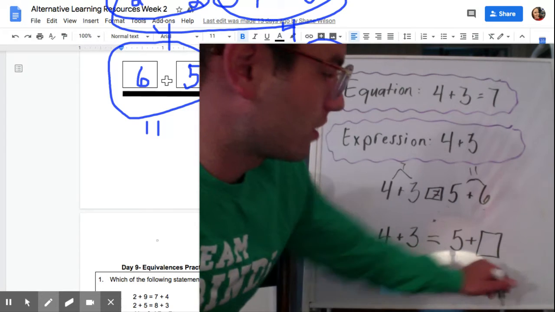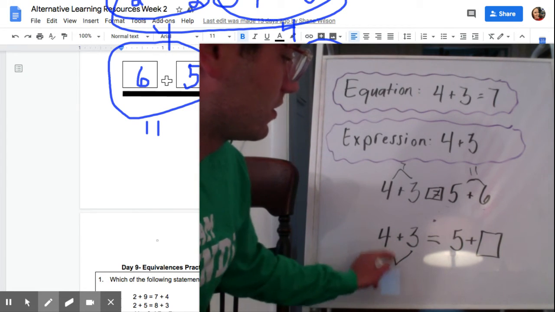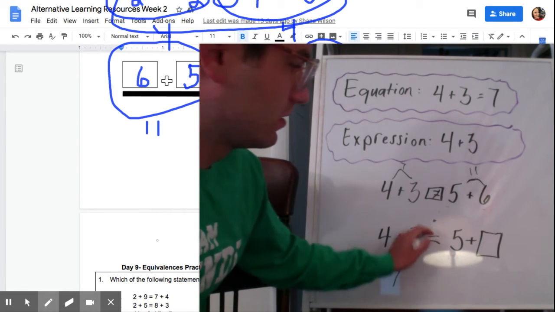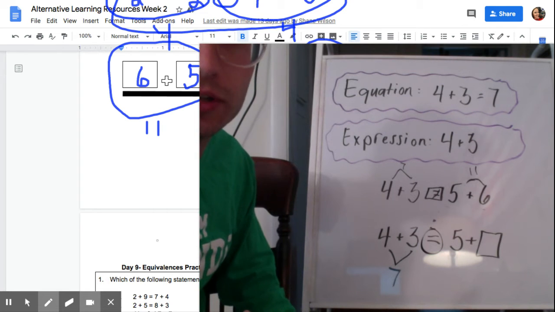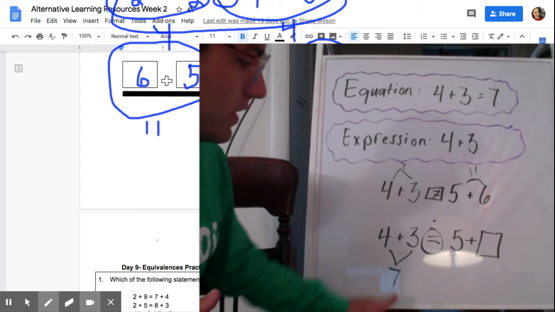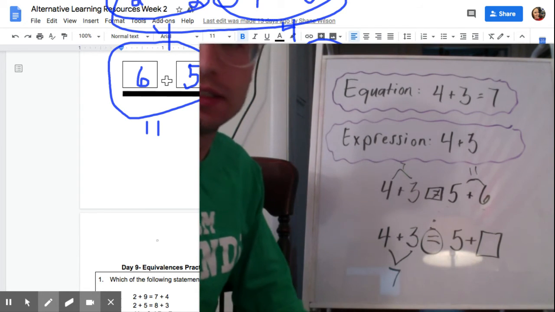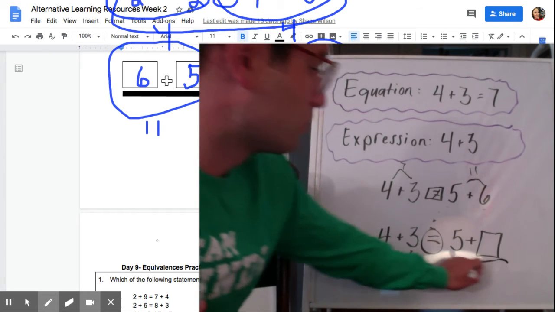Take a look at this bottom one here. Again, we've got 4 plus 3. We know that's 7. And we know that it's equal to this side. Okay, we are told that it's equal. We don't have to find out if it's equal or not. What we have to do is make it equal. 7 is equal to 5 plus something. We have to find out what's missing. We have to make these sides equal.